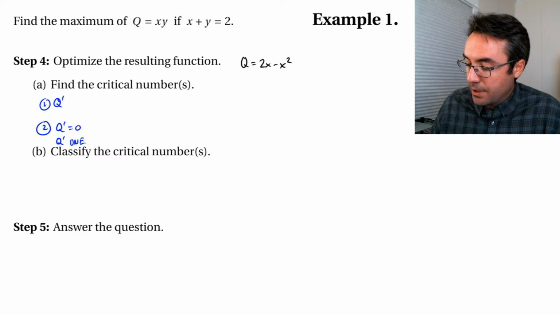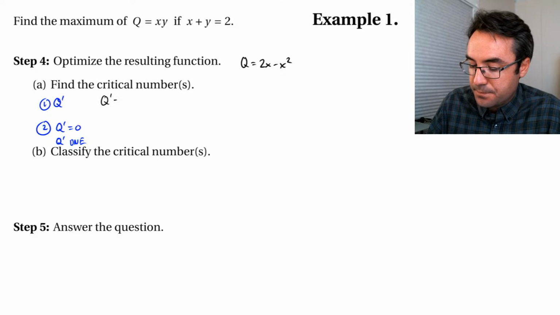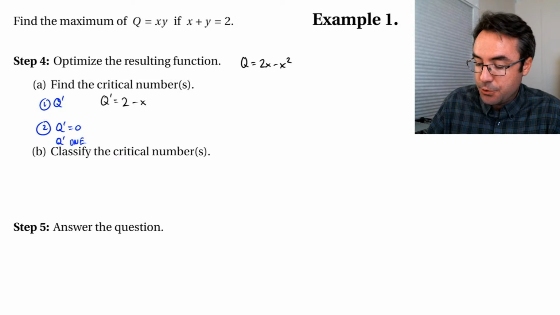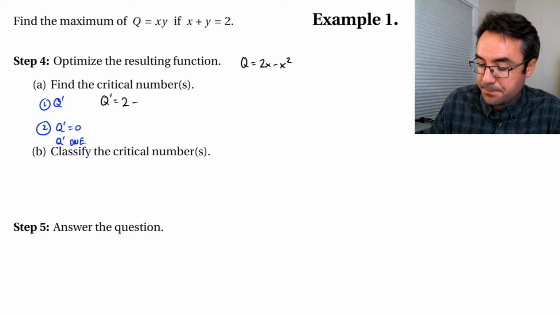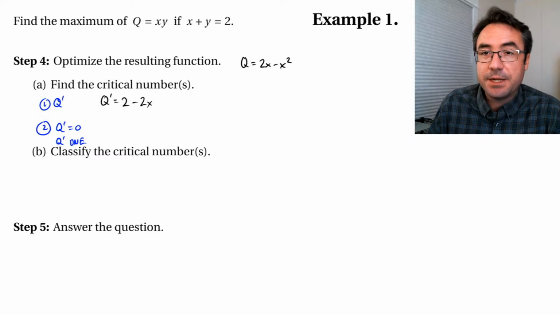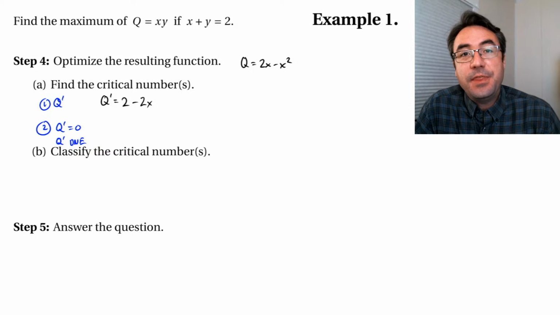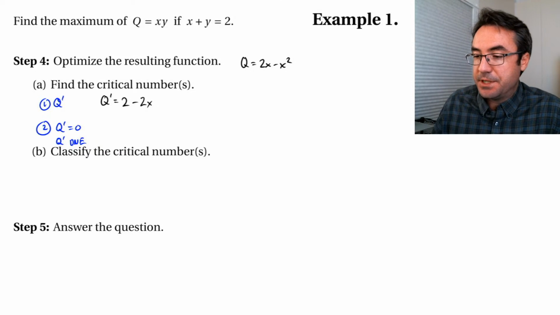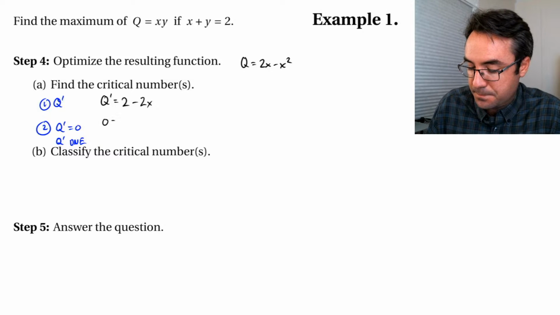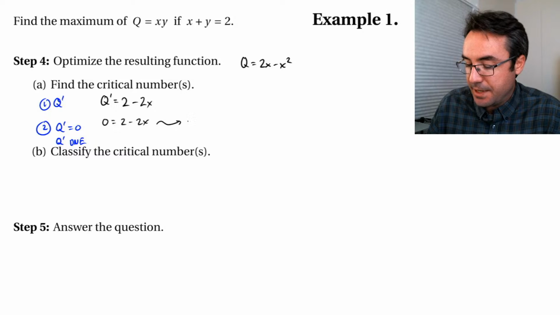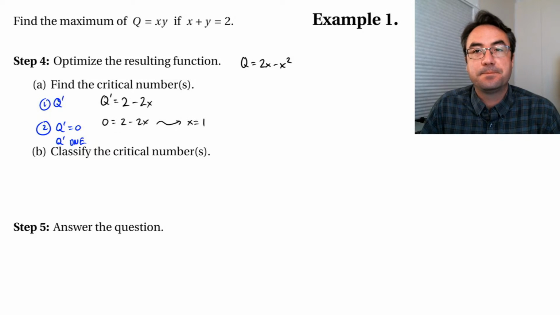So first, let's get our derivative. The derivative of 2x is 2. The derivative of x squared is 2x, and we're subtracting. So we end up with 2 minus 2x as our derivative. Then we set our derivative equal to 0, and we solve that for x, and we get x equal to 1.